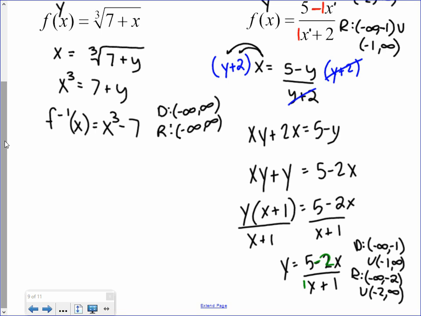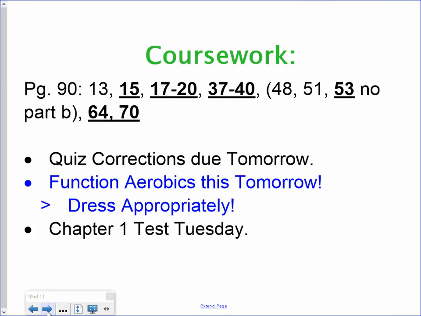Okay, you have a homework assignment. You should work on the homework assignment for tomorrow. We'll go over homework tomorrow and do some function aerobics. You'll get your test review for the weekend. Your test is next Tuesday. Don't wait to ask all your questions on Tuesday morning. You'll be stressed out, and that's not enough time.